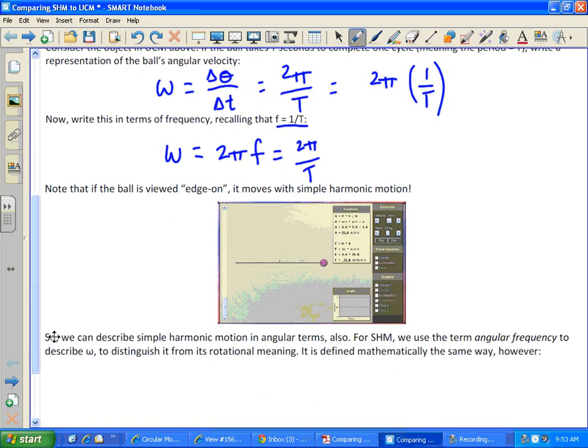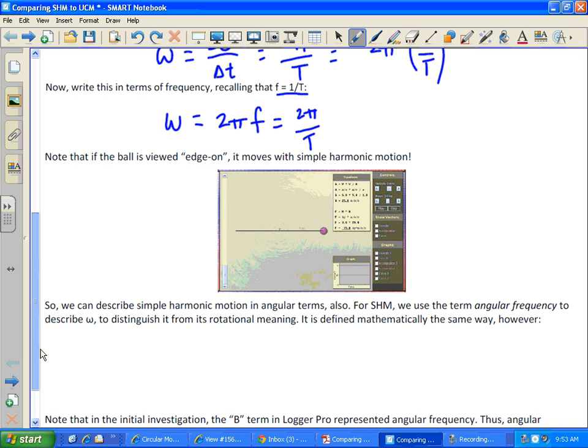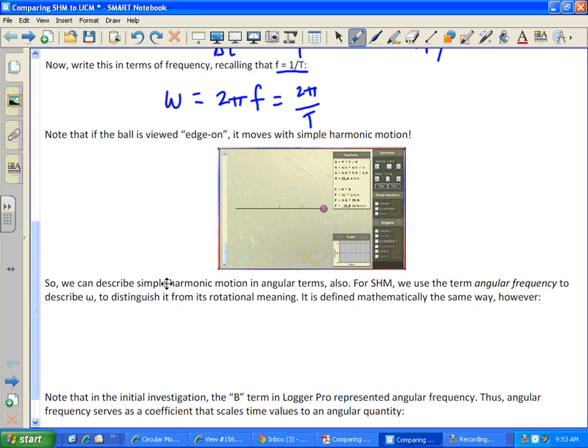So one thing we can note, and we kind of already looked at this, if we view the ball edge on, it's also representing simple harmonic motion in a sense. So we can describe simple harmonic motion in angular terms. Rather than calling it angular speed or angular velocity, we call it angular frequency, as it says here, to distinguish it from its rotational meaning. So the definition is the same. Again, we've already written it, but this quantity for simple harmonic motion is 2 pi radians over the period, big T, how long it takes to go through one cycle, or equivalently 2 pi times the frequency.